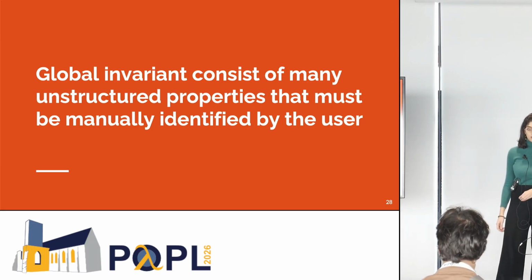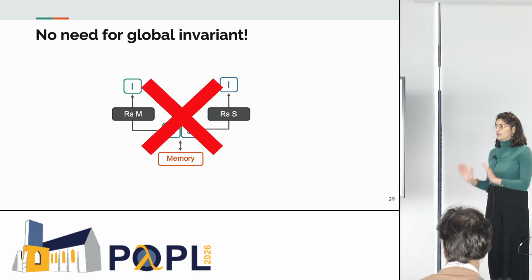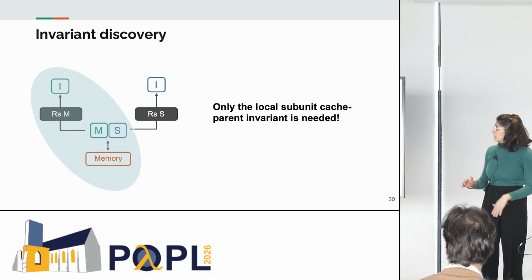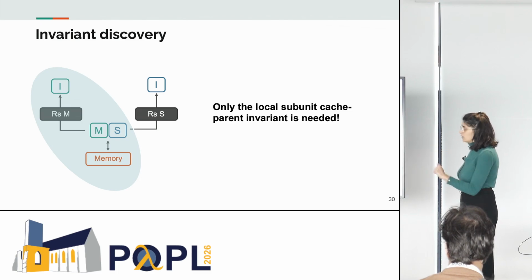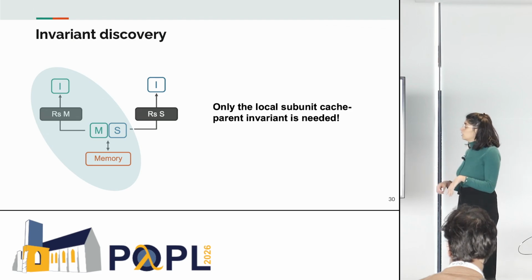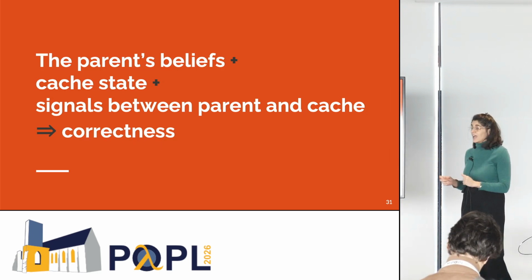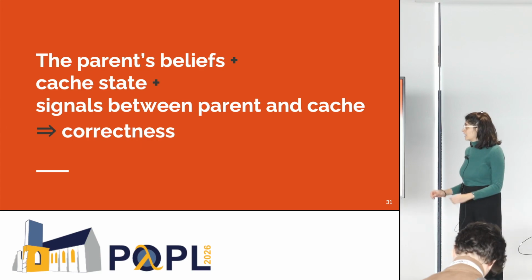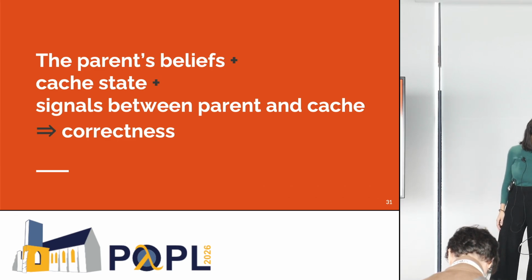The key contribution of this project is realizing that actually we don't need any global invariants. In order to prove the correctness of cache coherence protocols, we just need to focus our attention on the subunit cache-parent. Intuitively, why is this the case? Because even if the parent's belief is not updated all the time, this is enough to characterize our system. So we only focus on the parent's beliefs, a single cache state, and signals between a parent and a single cache. This is enough to prove correctness.